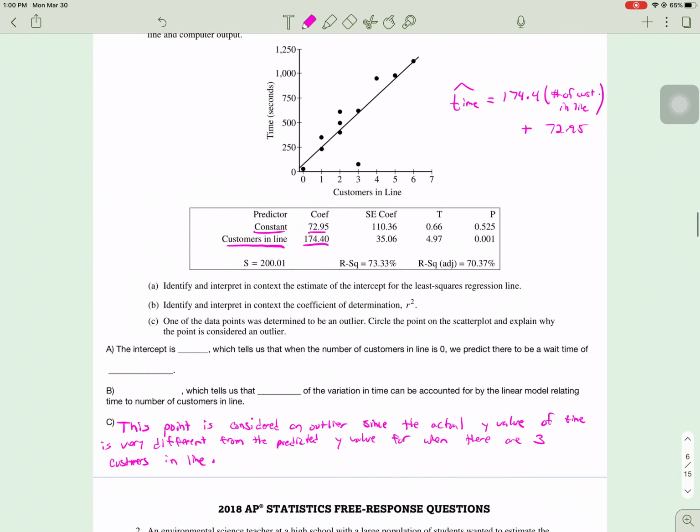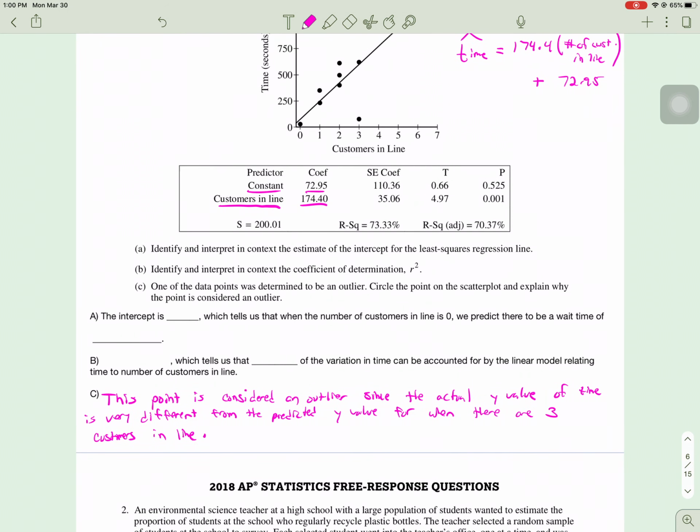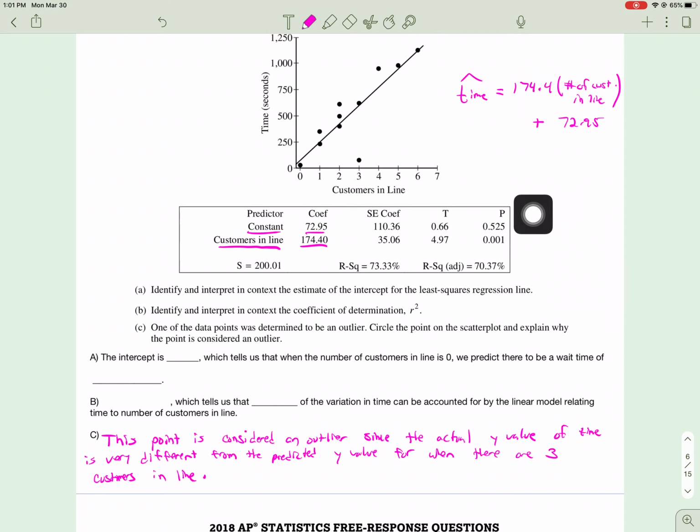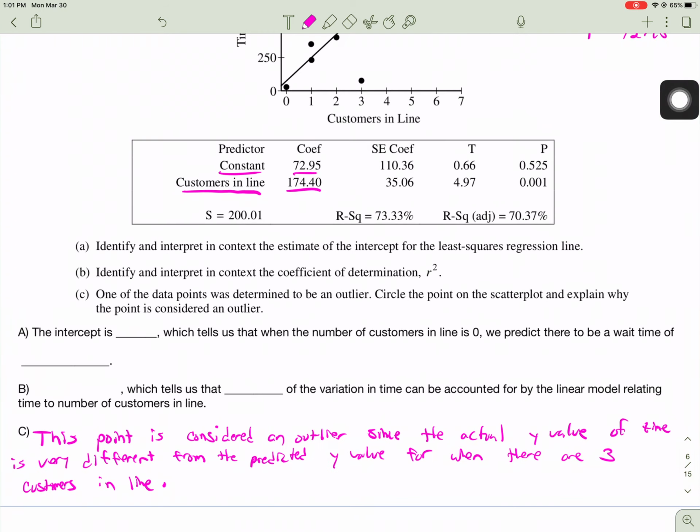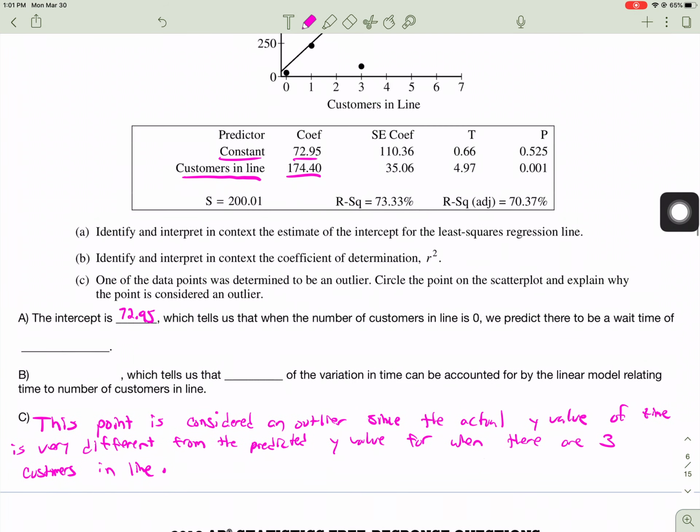Part A says, identify and interpret in context the estimate of the intercept and the slope for the least squares regression line. So the slope, sorry, I'm all over the place. The y-intercept is 72.95. So the intercept is 72.95, which tells us as the number of customers in line is 0, we predict there to be a wait time of 72.95 seconds. Okay? Does that make sense? Not really, right? If there's no one online, how could we wait 73 seconds?